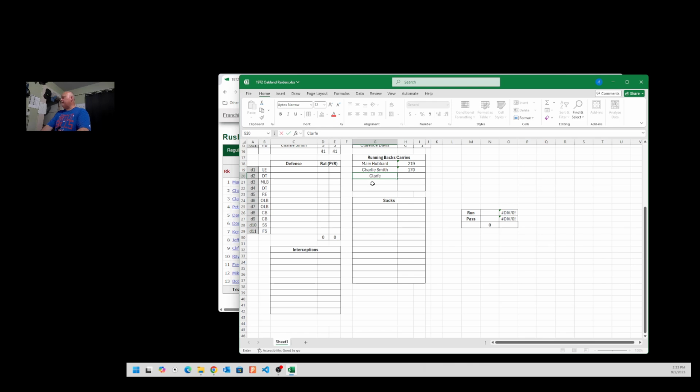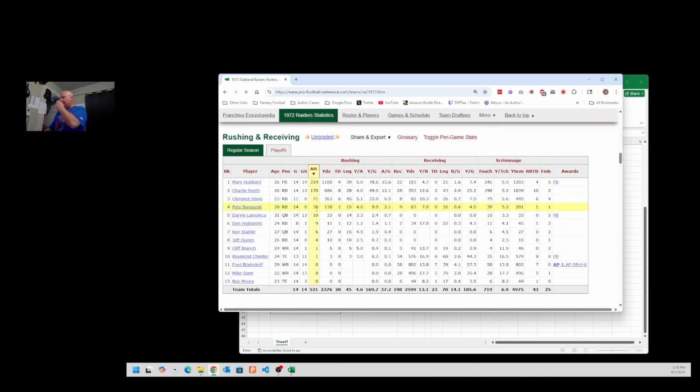So Clarence Davis, 71, and Pete Banaszak, I think that's right, had 30. So if you look at the rushing, the way that I do it is Don Highsmith, I guess I could put him in there with 9 carries. That means he'll be a 66 on the locator. I'll have to roll a 66 for him to get a carry, which could happen.